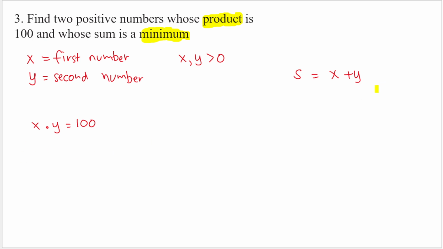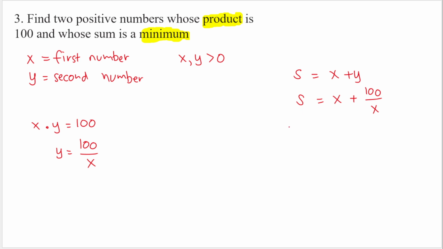Okay, where can we work with? We know from the problem that x multiplied by y is 100. Okay, and that means that y is equal to 100 divided by x. Because x is a positive number, so this will not be a problem because x is never 0. So we never divide by 0 here. Okay, so now we can replace this. So we will have S is equal to x plus 100 divided by x.